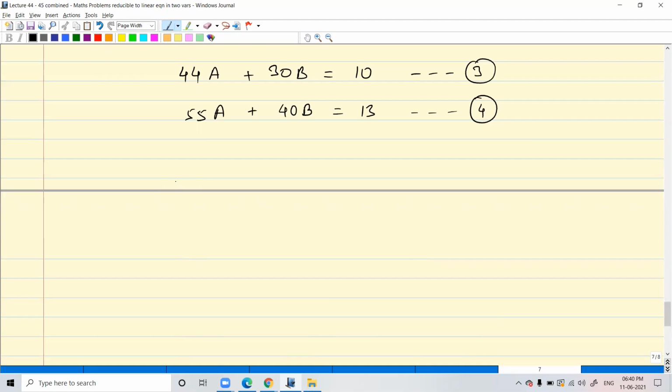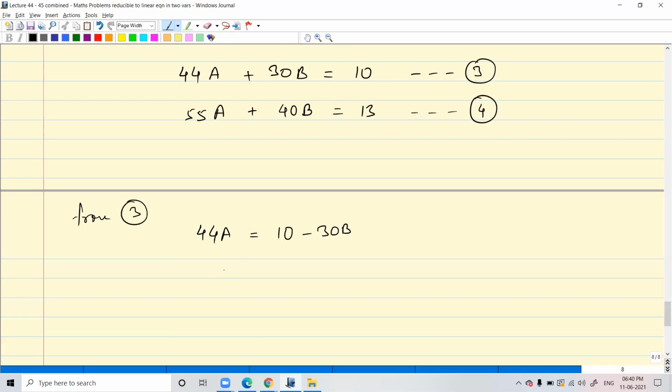Sir, I substituted a from the third. Yes, sir, a from the third one. Okay, so let's find out. From 3, what we can say, 44a is equal to 10 minus 30b. So a is equal to 10, let's take the 10 common over here, so it's 1 minus 3b. And then a will be equal to 10 by 44, 1 minus 3b.